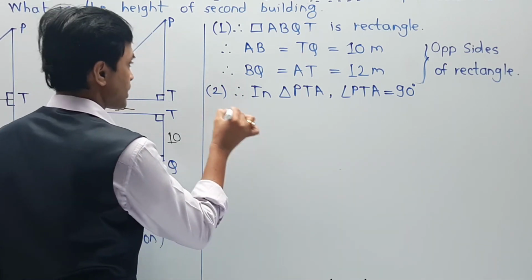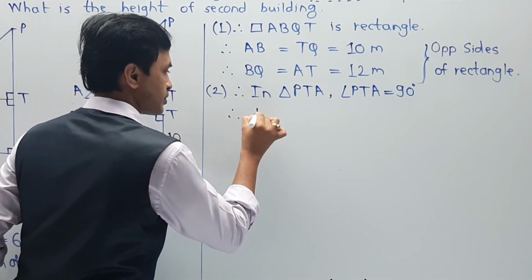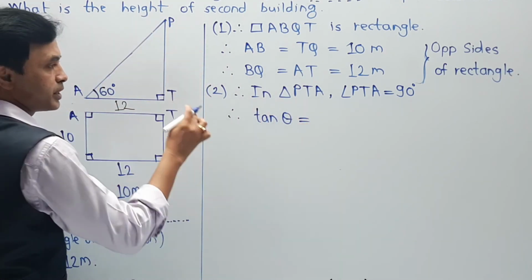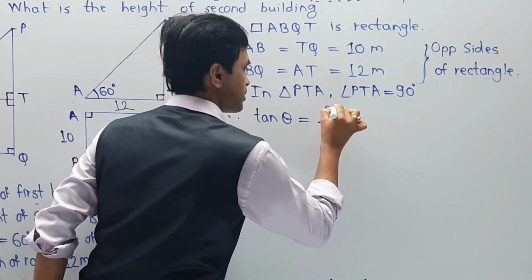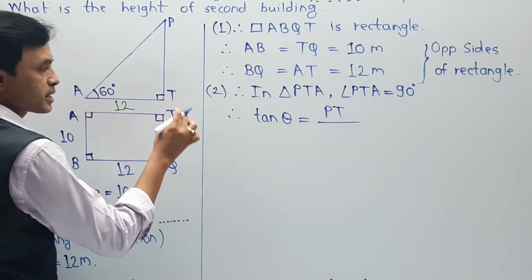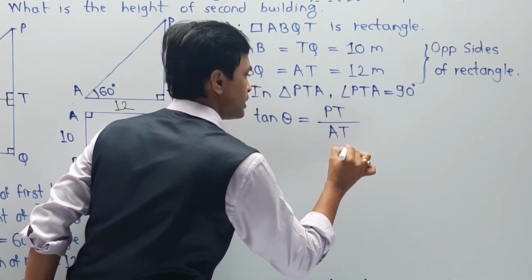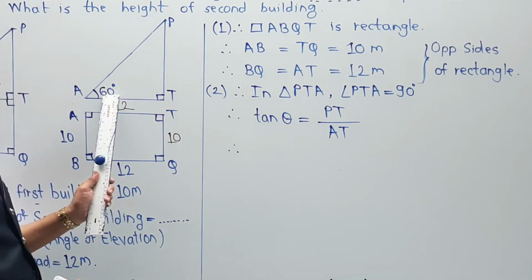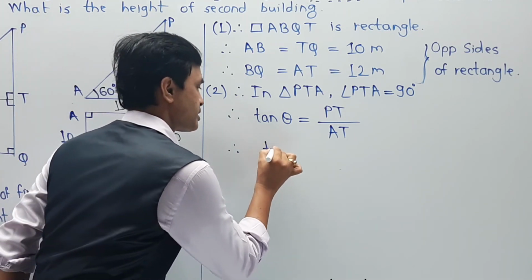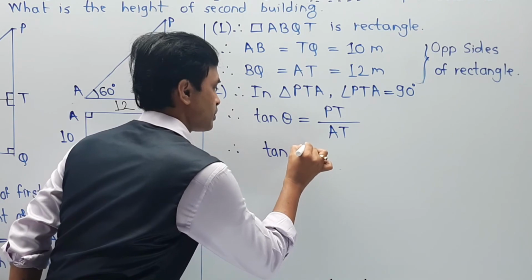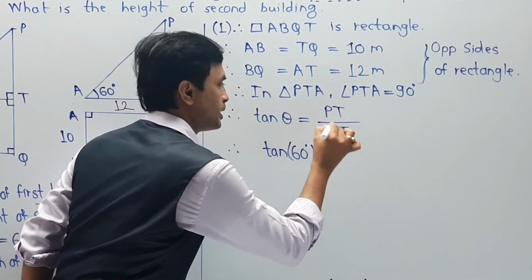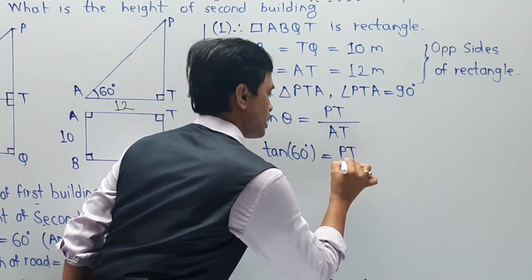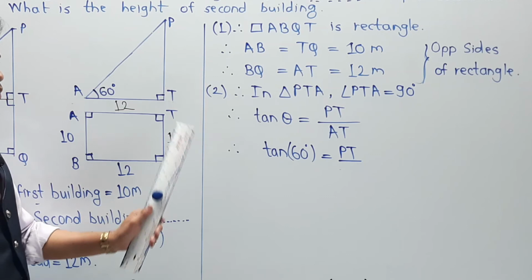Therefore it becomes tan 60, or you can say tan theta is equal to opposite side, which is PT, upon adjacent side, which is AT. Putting this value for the calculation, here theta is 60 degree. So tan 60 is equal to PT upon AT. PT we don't know yet, upon AT that is 12.